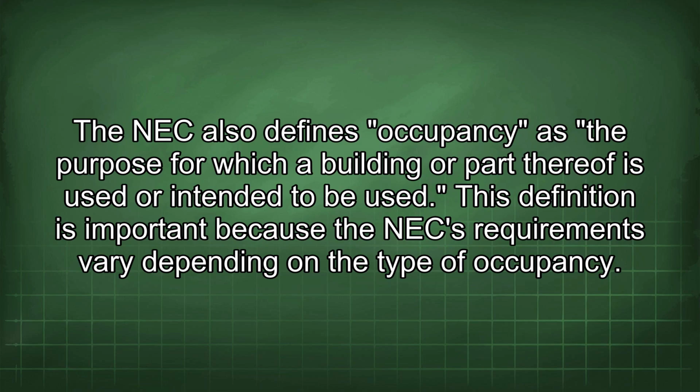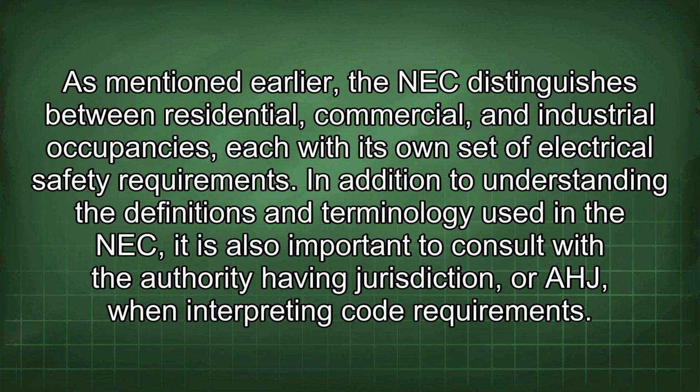The NEC also defines occupancy as the purpose for which a building or part thereof is used or intended to be used. This definition is important because the NEC requirements vary depending on the type of occupancy. As mentioned earlier, the NEC distinguishes between residential, commercial, and industrial occupancies, each with its own set of electrical safety requirements.